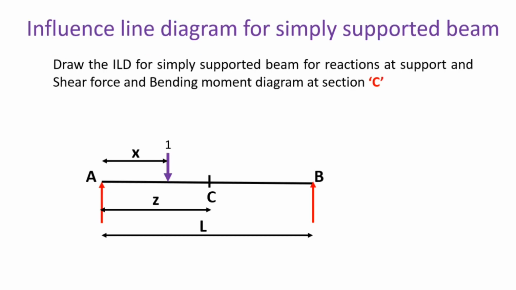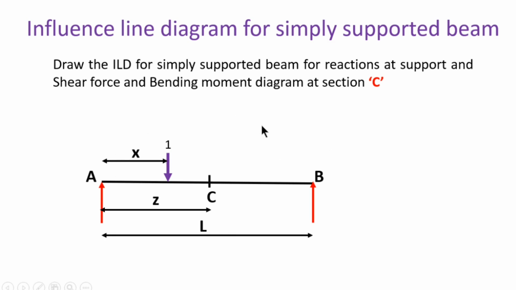Now this is our numerical. Draw the ILD for a simply supported beam for reaction at support and shear force and bending moment diagram at a section C. Now this is a beam AB having the length L, and we have to draw the ILD for support reaction and also the ILD for shear force and bending moment for the section C.